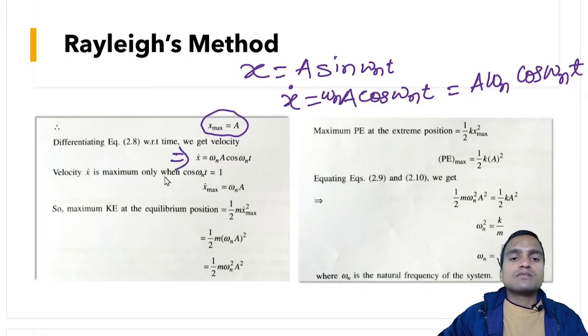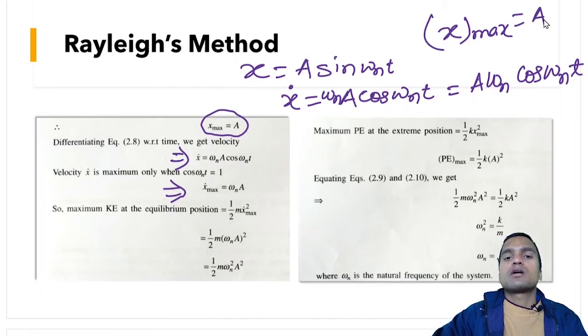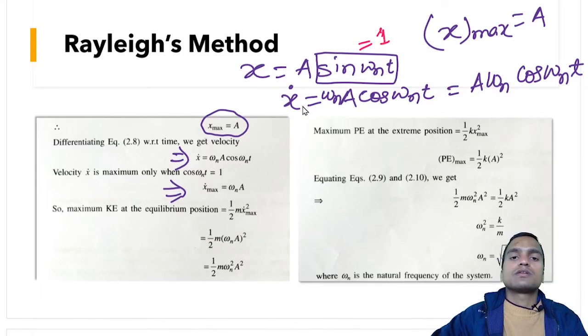So from this we can get the maximum value of velocity x dot. We already know x maximum will be a. When will it occur? When sin omega n t becomes 1, when this value becomes 1, then x maximum becomes a.